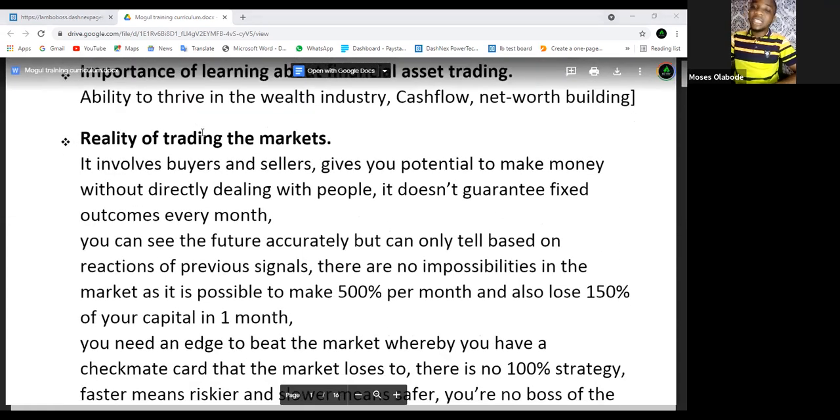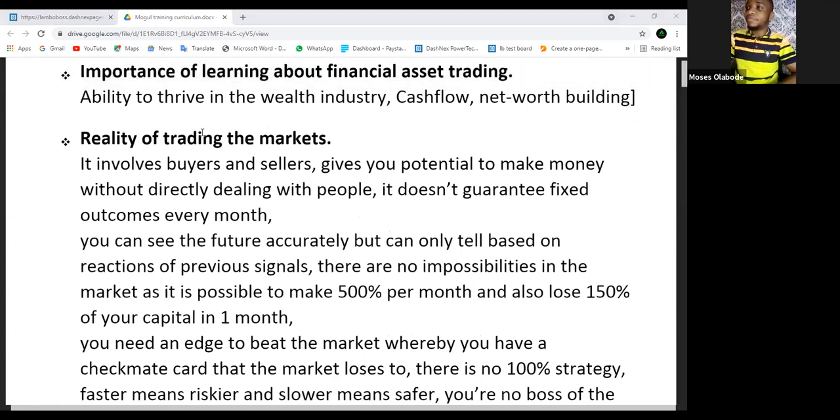So the reality of trading the market, a lot of people have wrong beliefs, wrong notions about the financial markets. So one thing about the financial market is that it involves buyers and sellers, right? And that is actually true. The market involves buyers and sellers. So whenever you are trading, always remember that someone is losing and someone is winning. Always remember that.